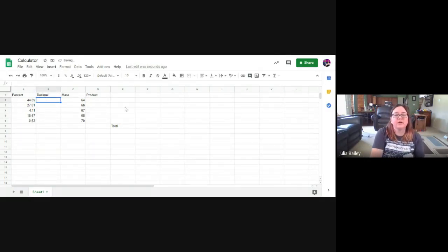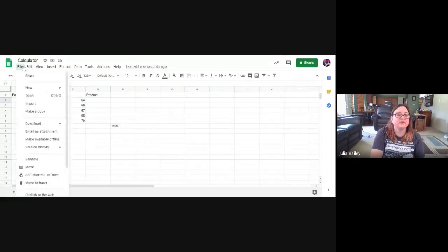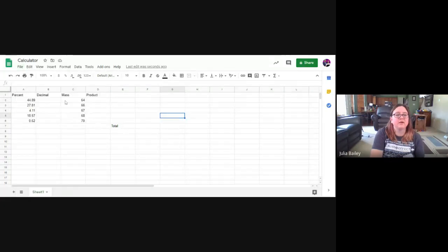You can go to your Google Drive and click on File, New, and then click Google Sheets, or you can even open an old Google Sheet and start a new one. Basically, you can type the chart from your notes into a Google Sheet and use this as a calculator. So you could hand type 0.4889, 0.2781, and so on and so forth like that. But if you know what you're doing, you don't have to do all that in your head.